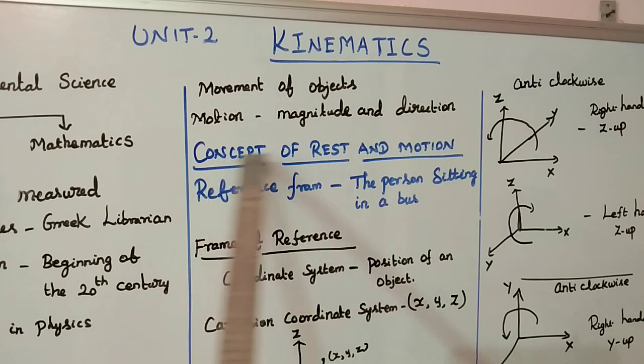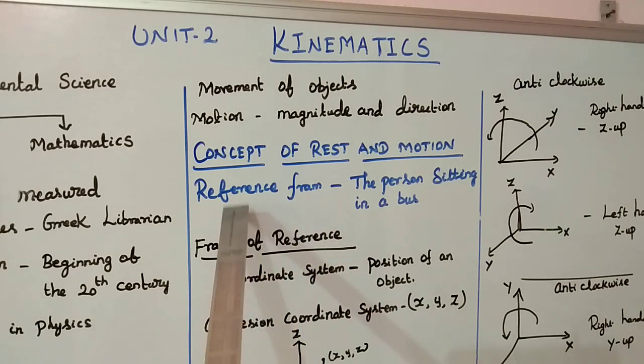Now we go to the concept of rest and motion. Suppose a person is sitting in a bus and the bus is moving. When observed from the next seat, the person is at rest. But when observed from outside of the bus, the person is moving. So rest and motion are measured only in a frame of reference. This means reference frame, அப்படினா என்னன்னா குறிப்பாயம்.